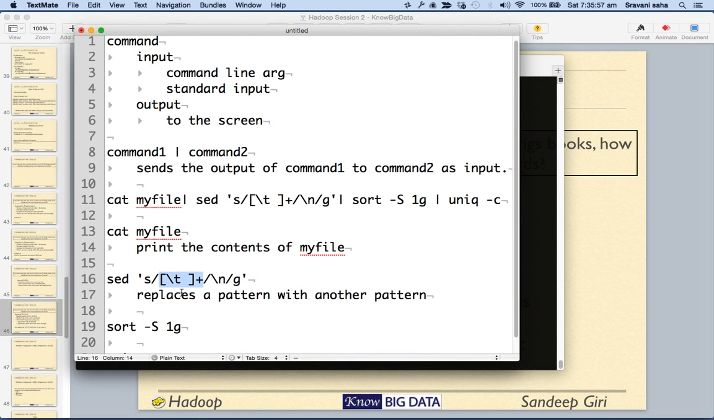And this pattern here says the space or tab any number of times. So we are replacing space or tab by new line. It replaces many spaces or tabs with new line.